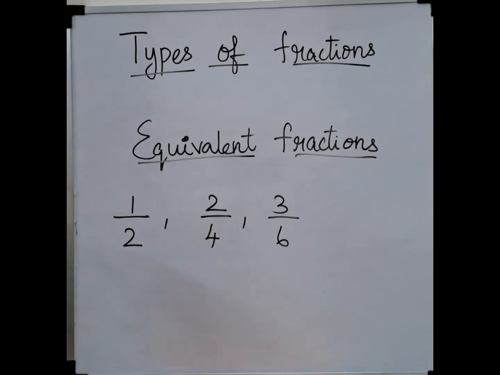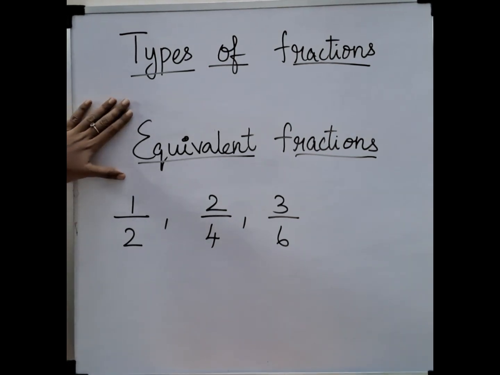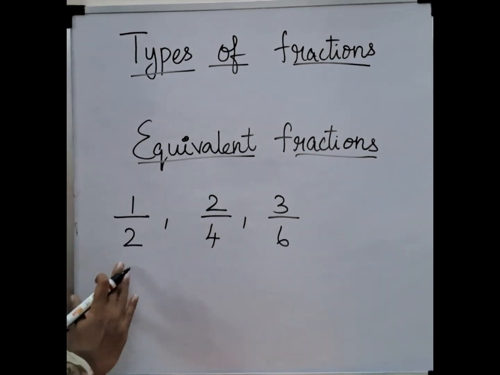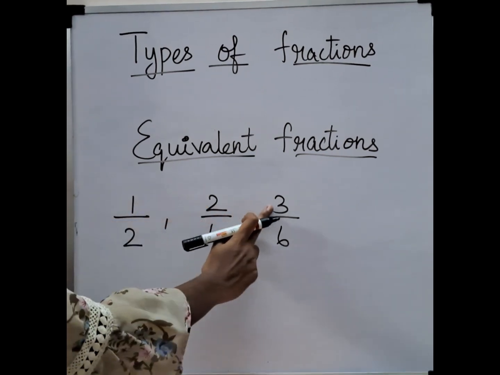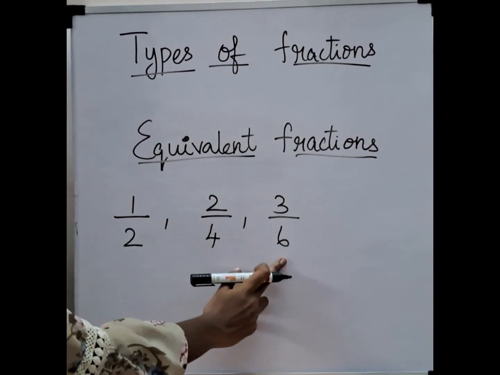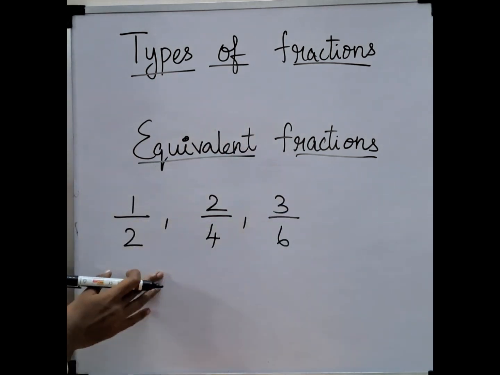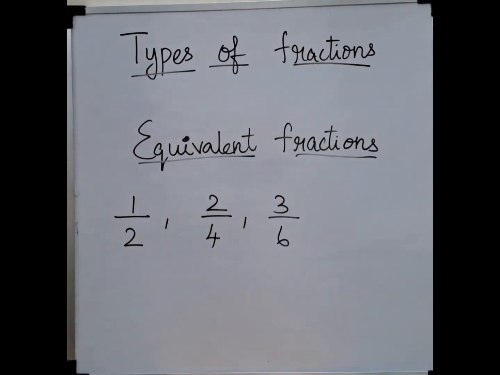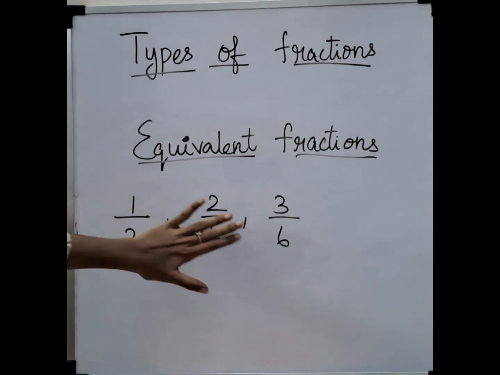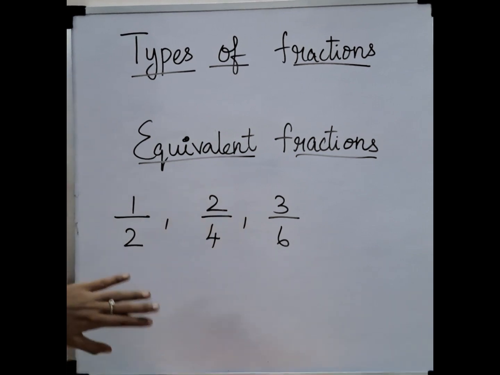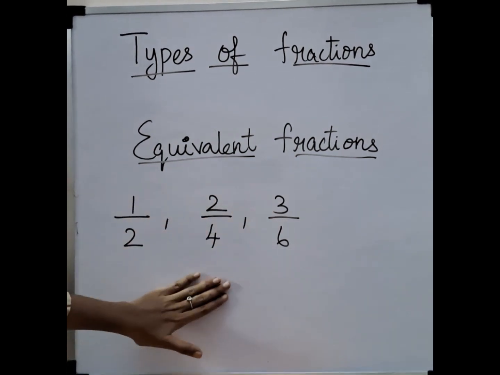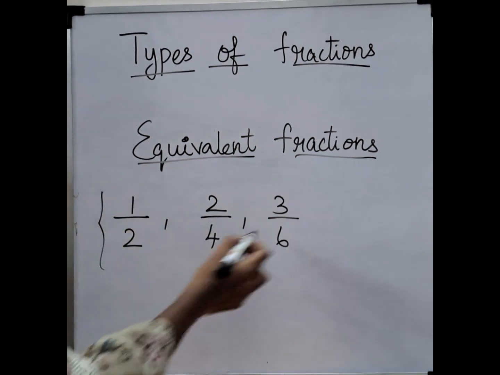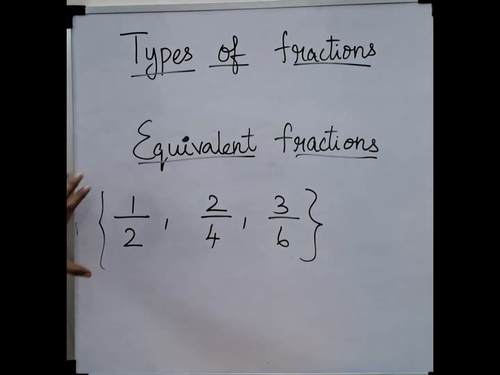The next one is equivalent fractions. Equivalent fraction is nothing but the fractions will have the different numerators, different denominators, but they all will represent the same value. That is called the equivalent fraction. So here out of 2 we are considering 1, out of 4 we are considering 2, out of 6 we are considering 3. Here all the numerators and denominators are different, but all the 3 fractions are representing the same value. So this is an example for equivalent fractions.